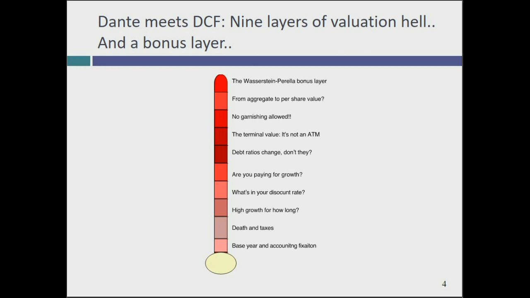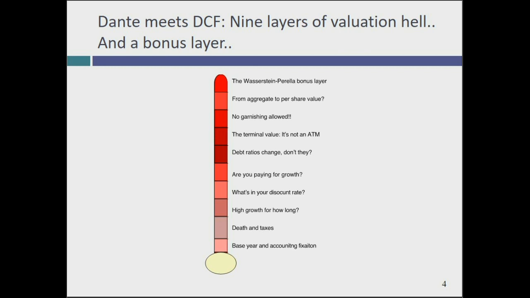We're going to start with what I call the base year fixation. I'm going to give you a test. Then we're going to talk about how to deal with taxes. There are so many wrong ways of dealing with taxes, only one right way. So let's talk about that. Talk about high growth. Talk about discount rates very quickly. Talk about growth and whether you're paying for growth. Come to the cost of capital and allow the debt ratio to change over time. See how the cost of capital changes.